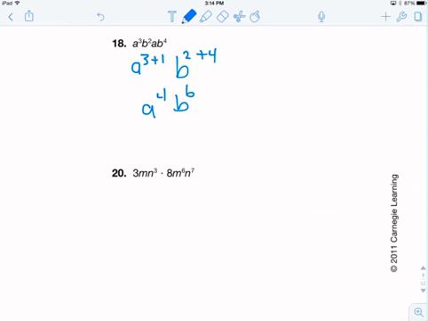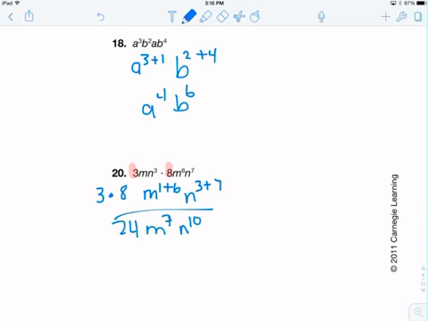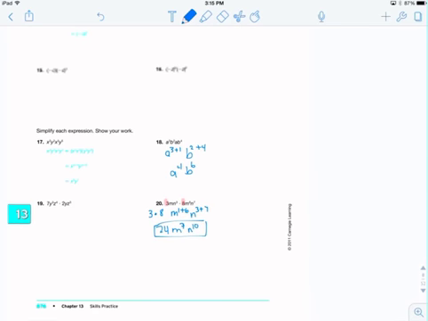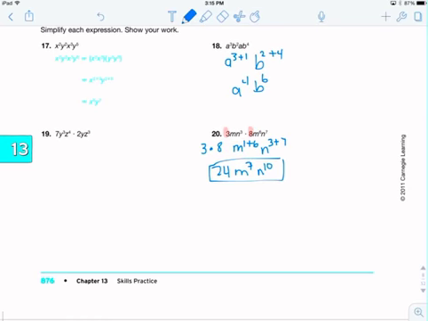You add the m, so it's m to the first, m to the first plus 6, m to the 6th, n to the third plus n to the 7th. And then you do 3 times 8, correct? Yes. To do the 3 times 8, which is 24, m to the 7th, n to the 10th. Got it? These are the hard ones here, but that's 77.